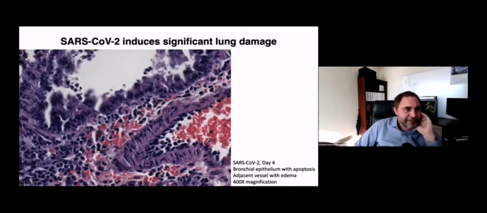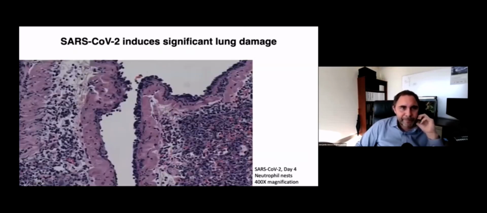But the idea is that these small blebbing bodies are all apoptotic bodies from dying monocytes or even dying pneumocytes that are infected by SARS-CoV-2. And again, we're going to get back to this in a moment, but clearly there is a lot of apoptosis in the lung itself. The other thing we see is what was referred to as neutrophil nests.